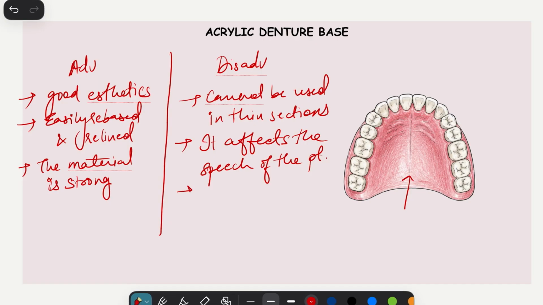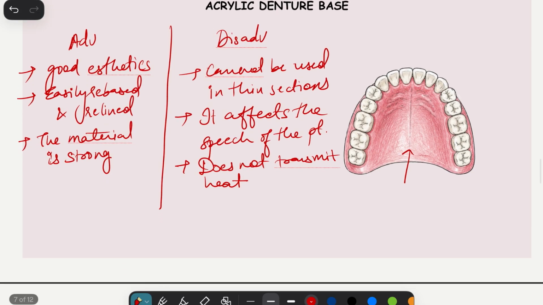Also, it does not transmit heat. So the patient's perception of the temperature of the food is decreased. Now, let's see the metal denture base.